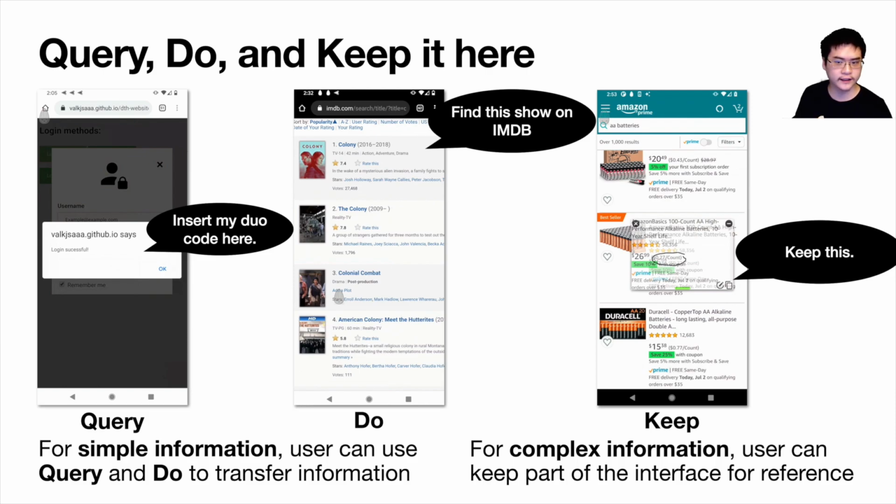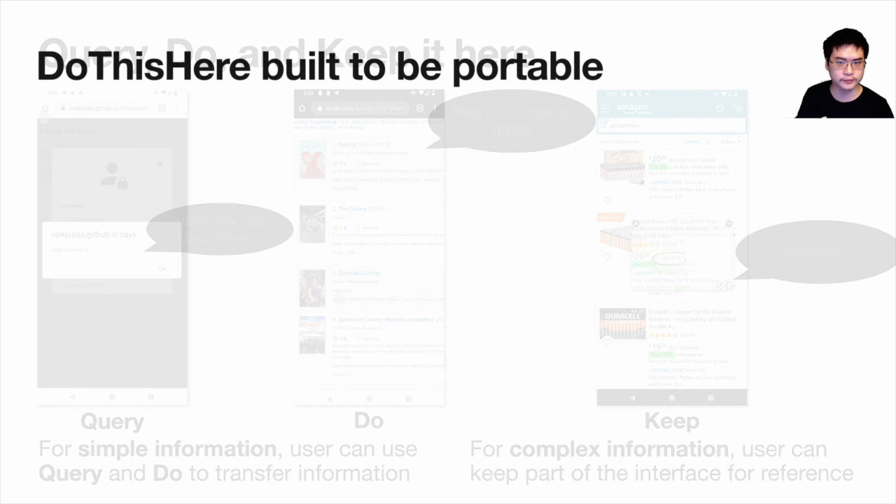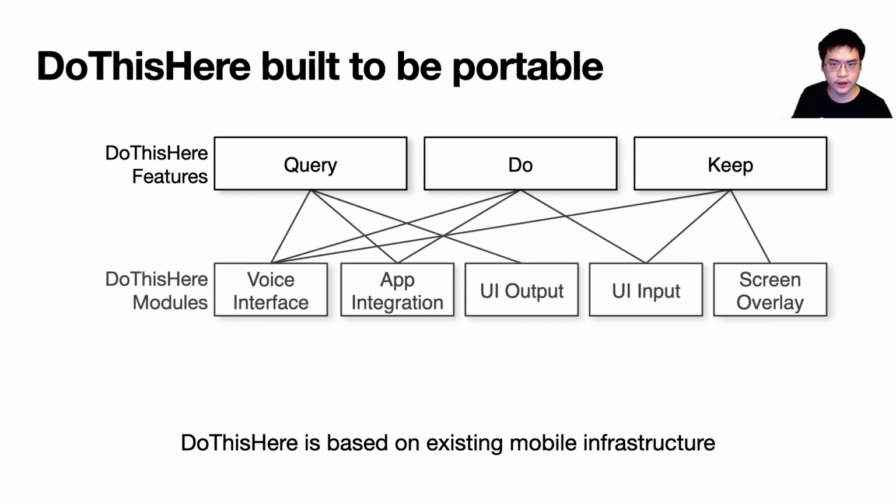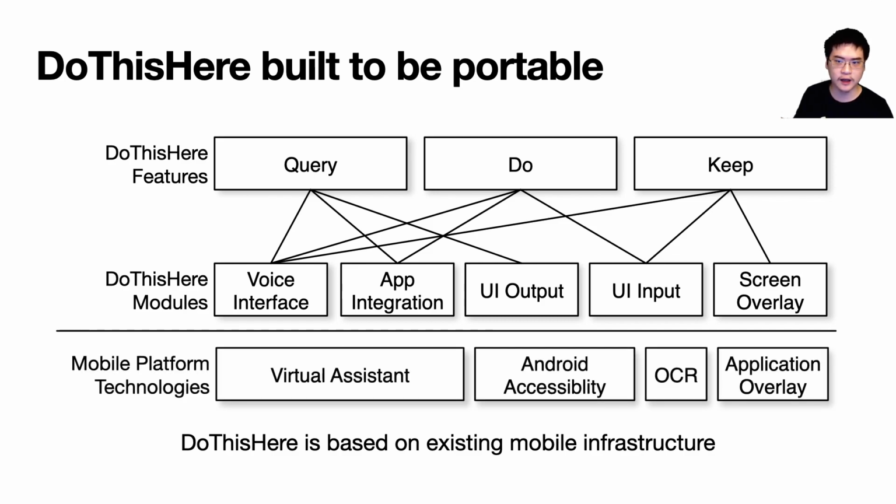We built DoThisHere in a way that is portable to other platforms. First, we have 3 features: query, do, and keep. We built those features on top of 5 modules. And those 5 modules are built on top of technology that is already offered by existing mobile platforms. For example, our voice interface and app integration is built on top of our in-house virtual assistant, Genie. But if Google or Apple would like to adopt this at a system level, they can easily utilize their voice interface technology and existing app integration to make it happen.